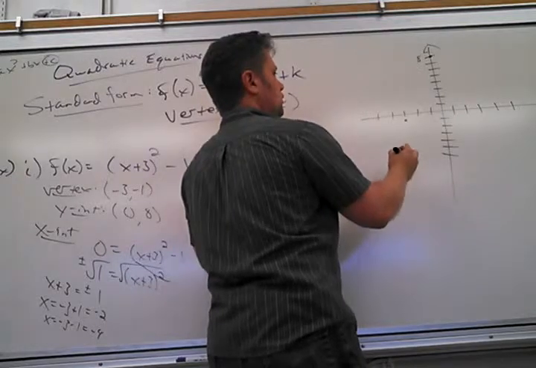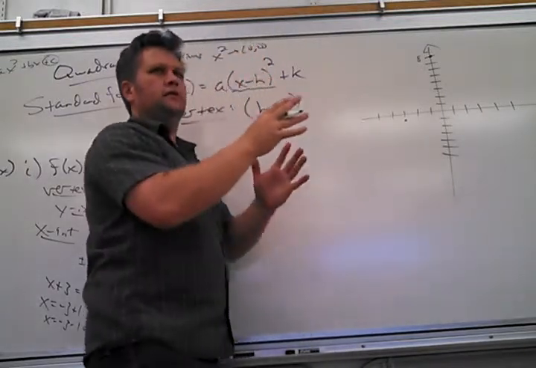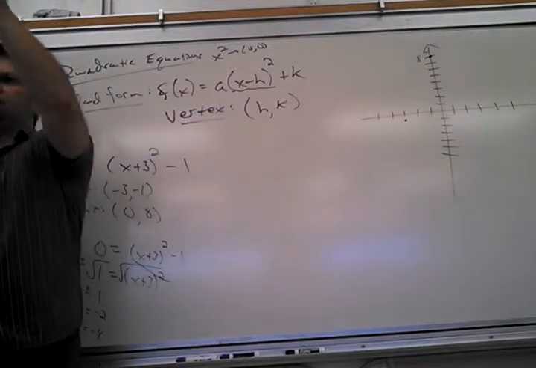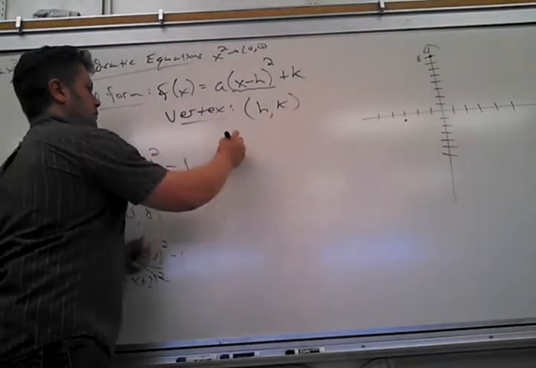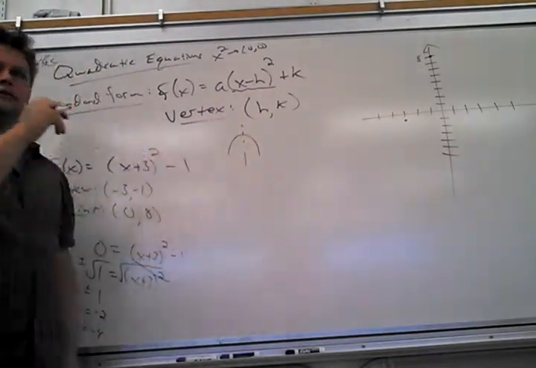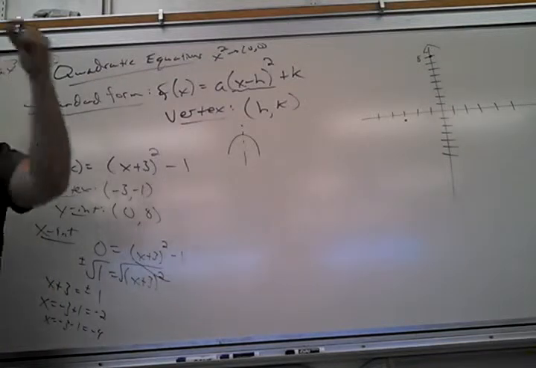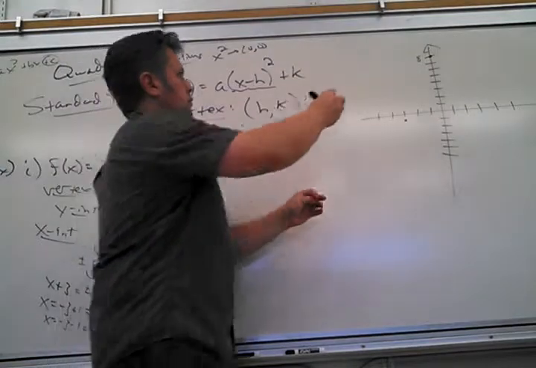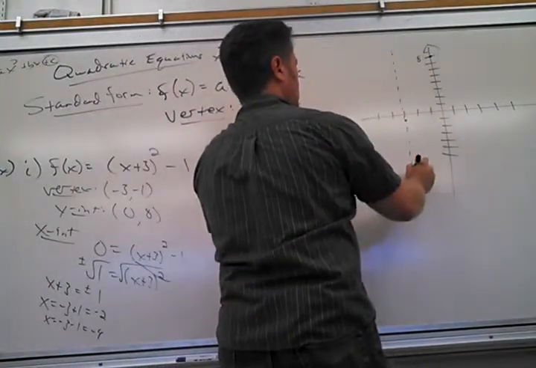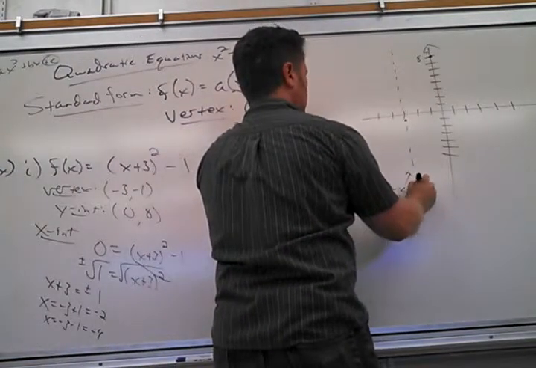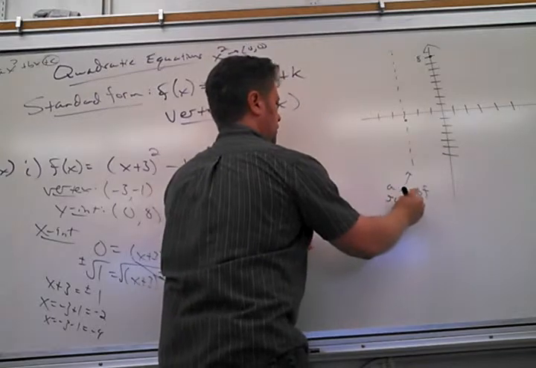So let me ask you this question. Where is this parabola's mirror at? Every parabola's got a mirror somewhere that goes right down the middle of it, right? So obviously every parabola's mirror is going to go right through its vertex. So the mirror would be right here. This is called the axis of symmetry.